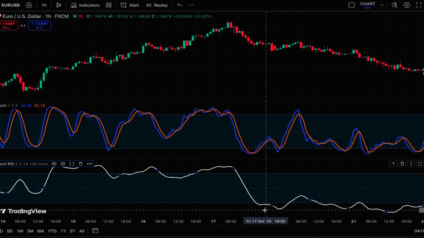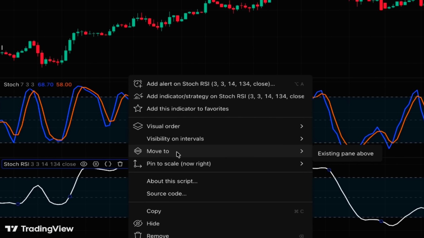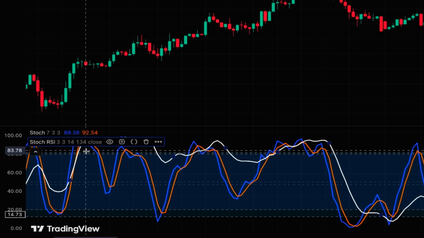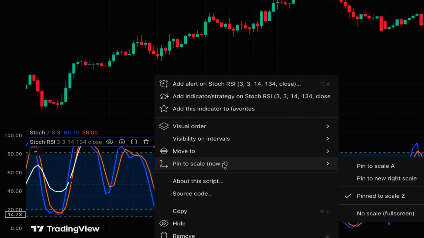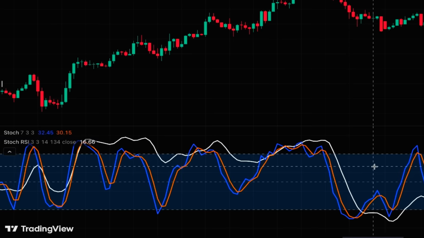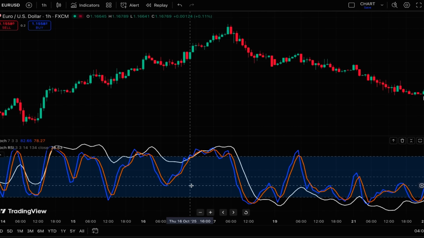Alright, now we need to combine these two indicators. Here for the stochastic RSI, here we click on more, here move to, and we click on existing pane above. And now again for the stochastic RSI, we click on more, pin to scale, and we click on pin to scale A. Alright, we're done with the settings and combination of these two indicators, and now let me teach you how you can find accurate buy-sell signals based on this trading strategy.